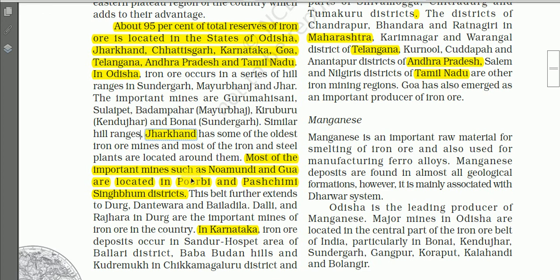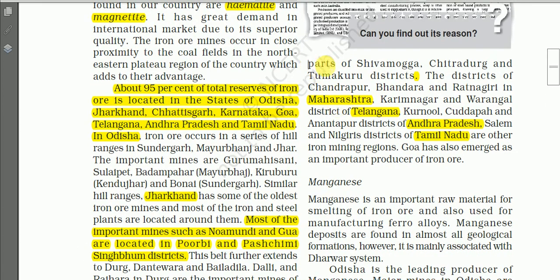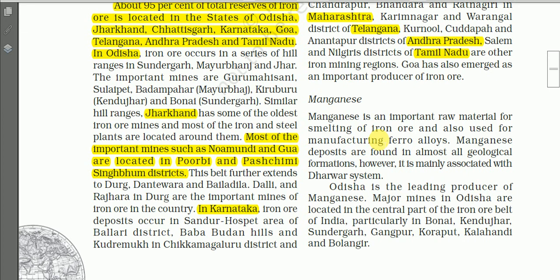In Jharkhand, most of the iron ore mines such as Noamundi and Gua are located in Purbi and Paschimi Singhbhum districts. Then Karnataka. In Karnataka, iron ore deposits occur in Sandur, Hospet area of Ballari district, then Baba Budan Hills and Kudremukh in Chikmagaluru district, and parts of Shimoga, Chitradurga, and Tumakuru districts.